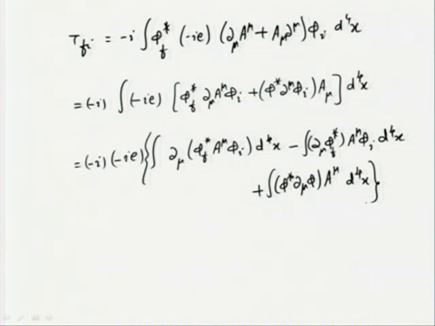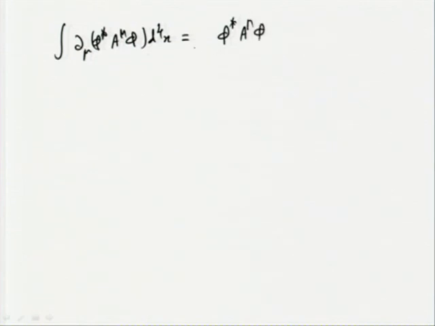Now, look at the first term. The first term is a derivative term integrated over the volume. So, that is going to give me, let me look at that. The integral of ∂_μ(φ_f* A^μ φ_i) d⁴x is equal to φ_f* A^μ φ_i evaluated at the boundaries.